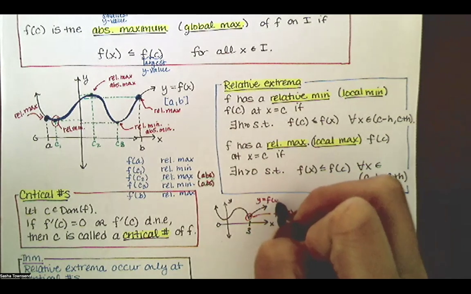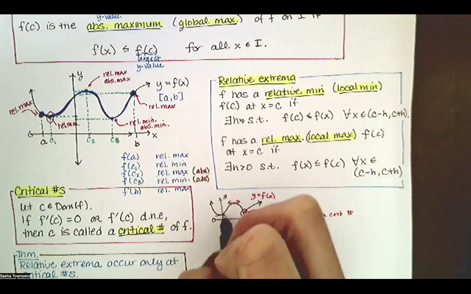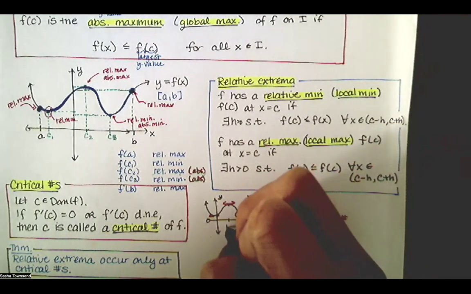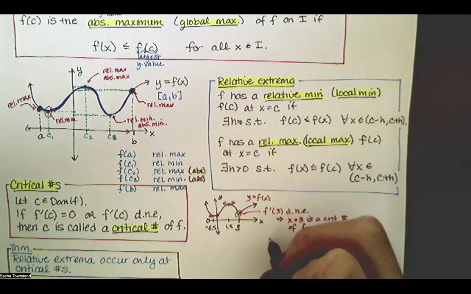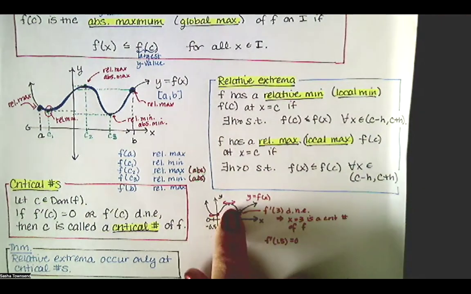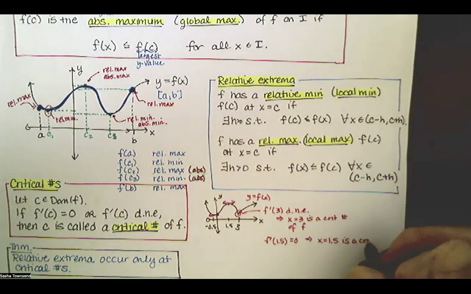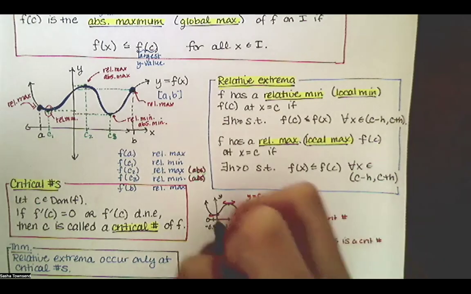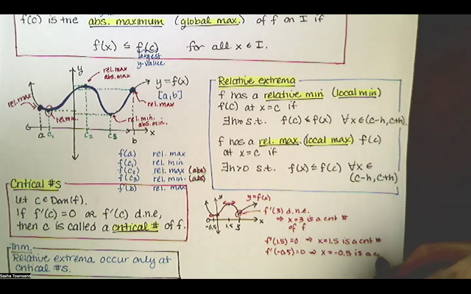This is y equals f of x. And then this one also has two other critical numbers, the critical numbers that correspond to that x value and that x value. Maybe this is x equals 1.5, and maybe this is x equals negative 0.5. So f prime of 1.5 from our picture is 0, because that has a horizontal tangent line. The slope is 0 there. So x equals 1.5 is a critical number. And f prime of negative 0.5 is equal to 0 there. So x equals negative 0.5 is a critical number.